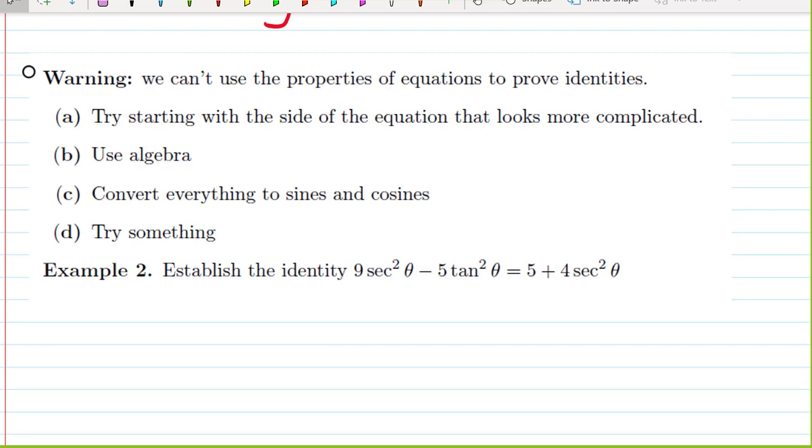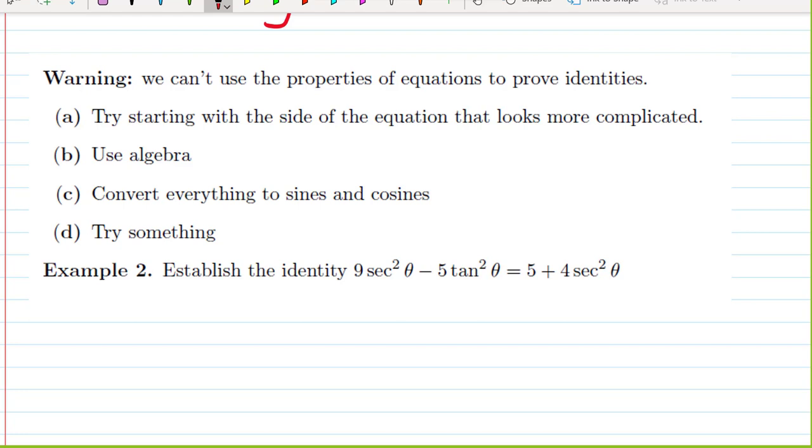In general, in mathematics, it is easier to simplify something. What that means is it's easier to take something that is complicated and make it more simple than it is to take something that is simple and make it more complicated. Not always the case, but in general, that is true. Even though these are trigonometric identities, oftentimes a bulk of what we're going to do is use algebra.